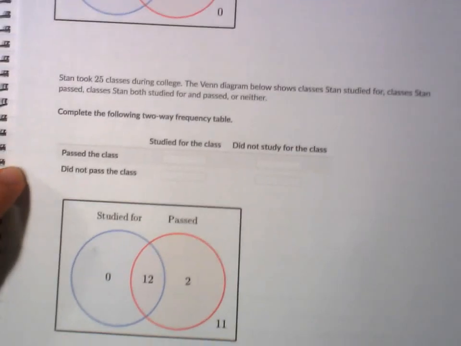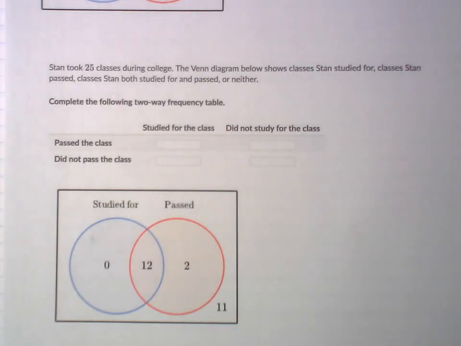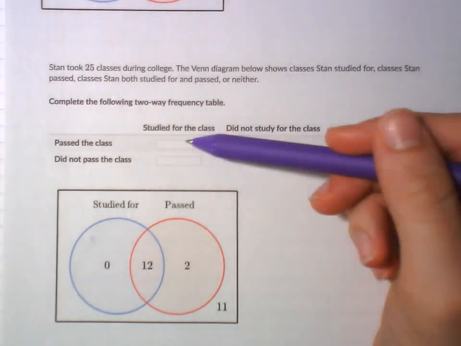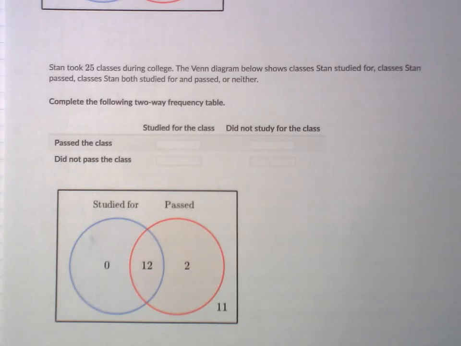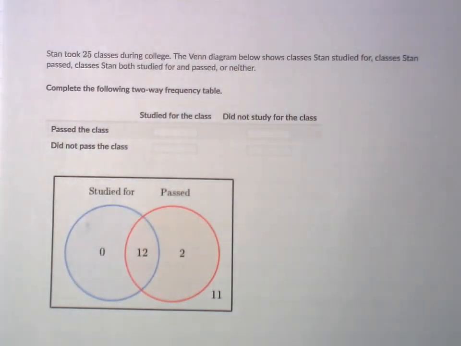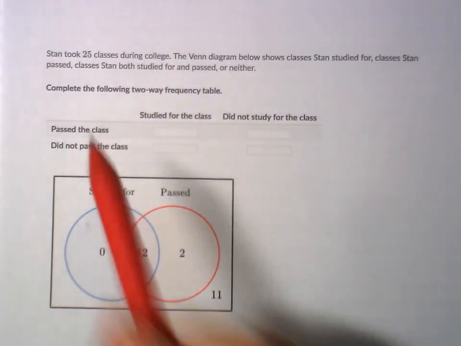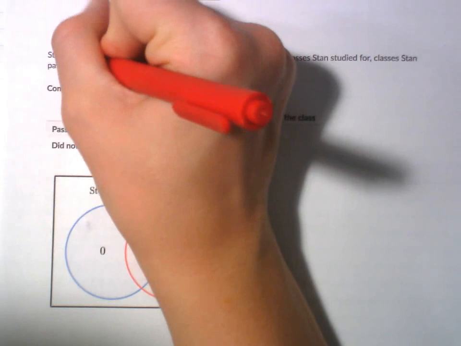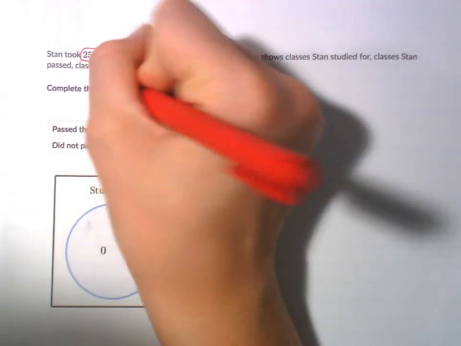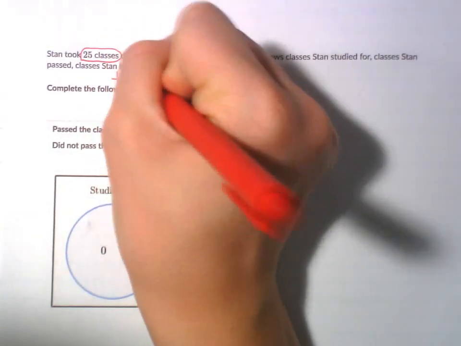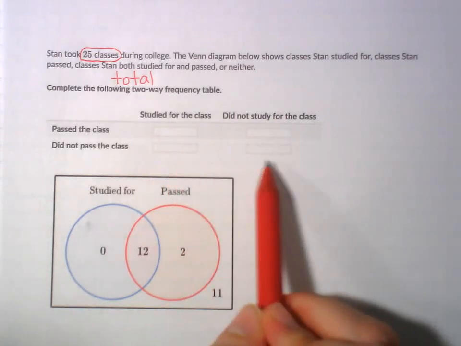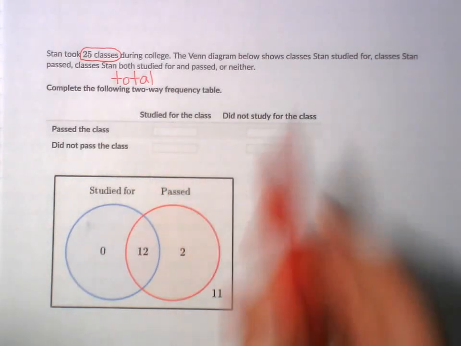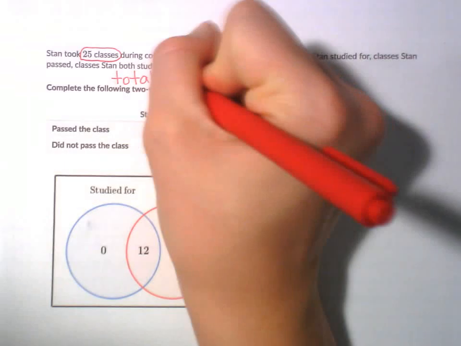Now, the next problem, they gave you the table. We're just going to practice actually filling it in. So we're still going to create it, but they gave us the titles. So Stan took 25 classes during college. That's so important because they're telling us the total right there. So it's easy to see if you made a mistake if your 4 numbers in these boxes don't add up in total to 25.